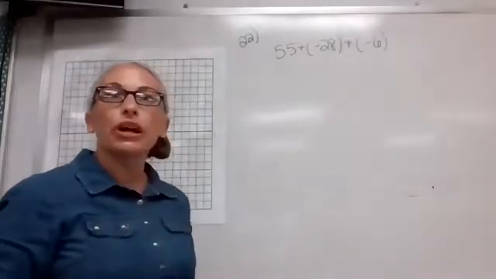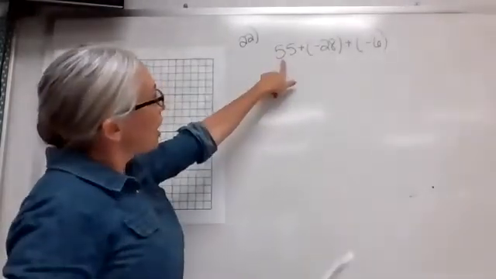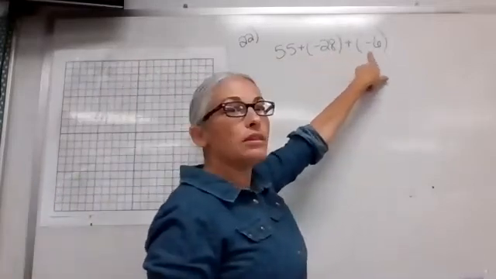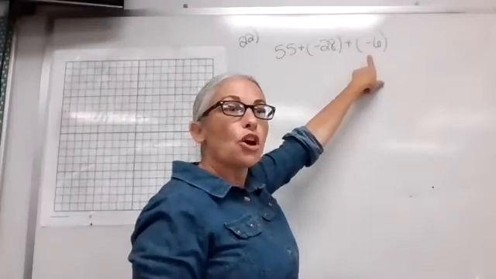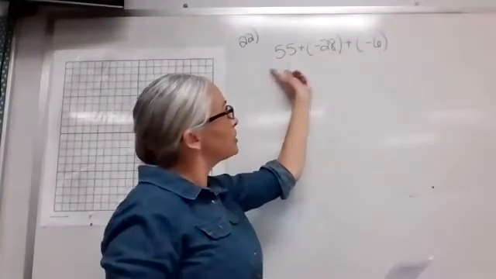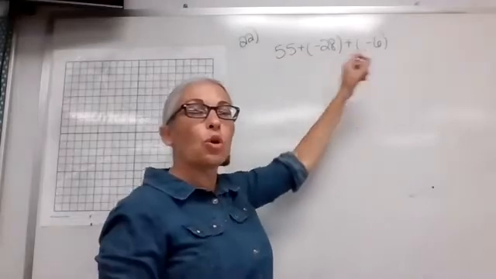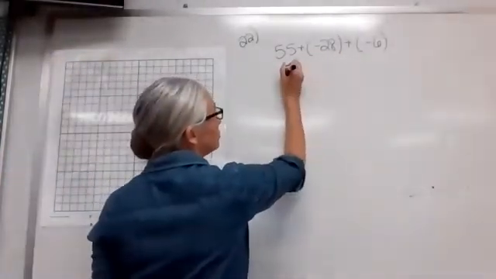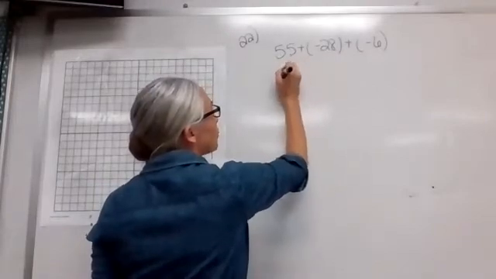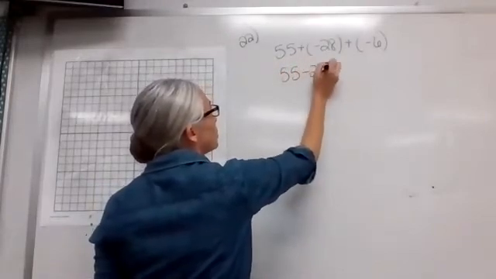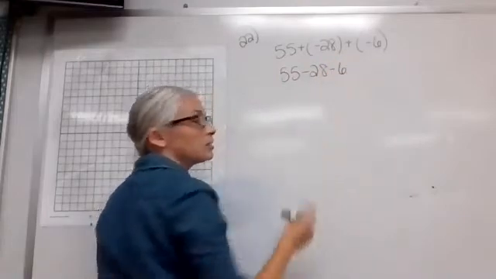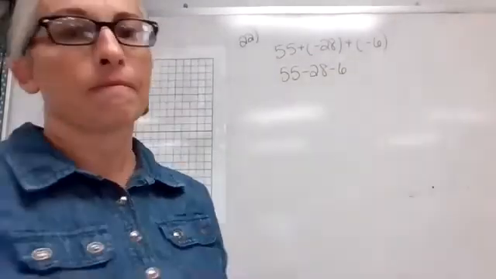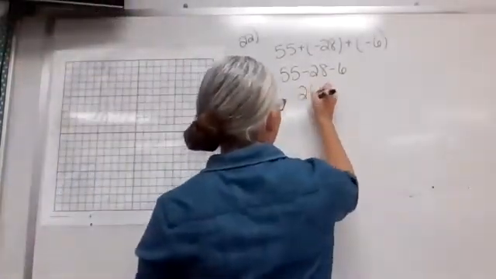Okay, order of operations. I have 55 plus -28 plus -6. So I have a couple options. I could type this in my calculator exactly as is, or what could I do to simplify it? Olivia? Right, so 55 minus 28 minus 6. It's going to be just as easy to do and less keystrokes. 21 is the correct answer.